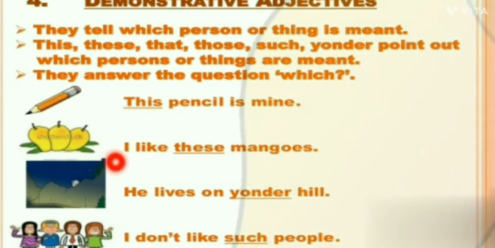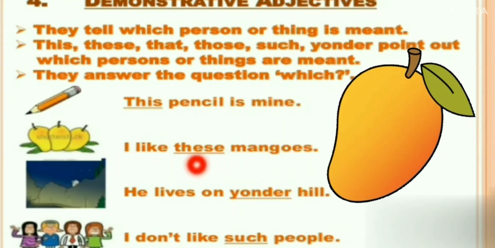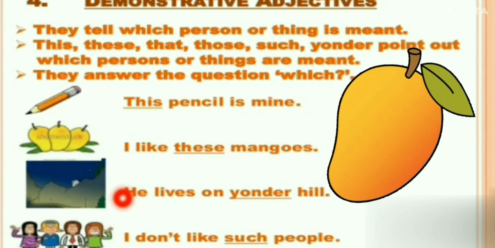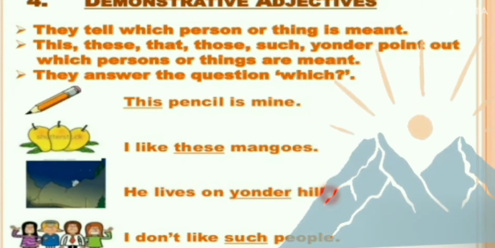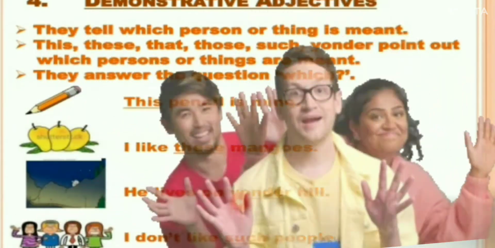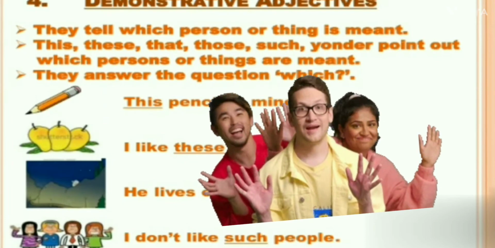Next one. I like these mangoes. Now these is demonstrative adjective modifying mangoes. Next one. He lives on yonder hill. Yonder means remote, farthest. Now over here, yonder is demonstrative adjective which is modifying hill. I don't like such people. Now such is demonstrative adjective as well, modifying people here.